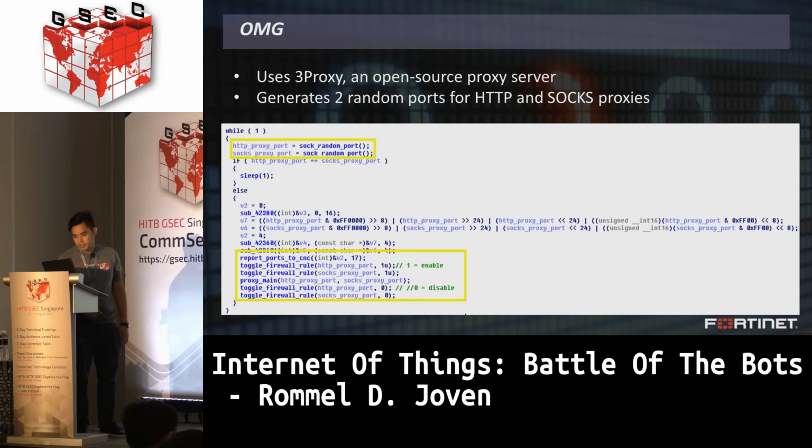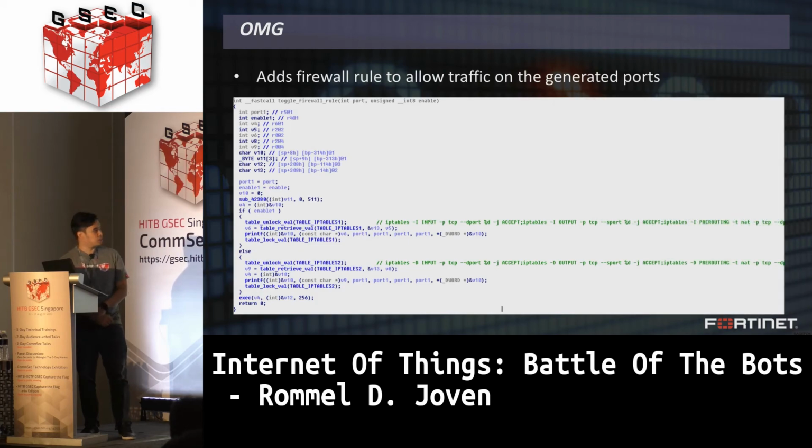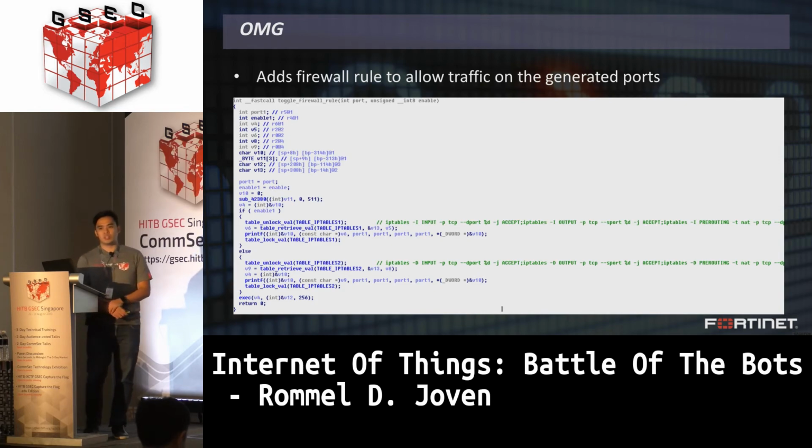Then from there, for the proxy to work properly, a firewall rule must be added to allow the traffic on the randomly generated ports. Once the ports are generated, they are reported to the CNC. So we have here the command to add the firewall rule to that generated port. This was also significant since cyber criminals can earn money by renting out these proxy servers to other criminals who want to hide their identity or their location.